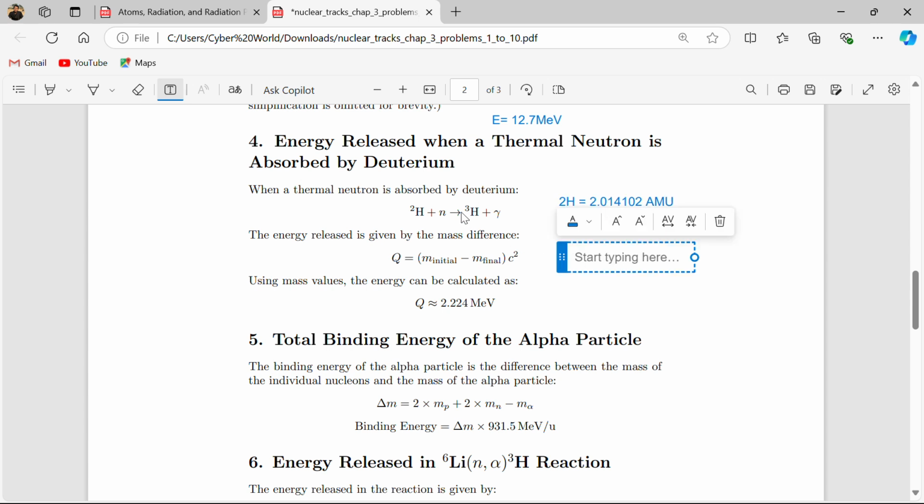Similarly, you know that the mass of the neutron is basically equal to 1.0080665. So after putting in the values, you will get your final answer, and your final answer for the Q value is 2.224 mega electron volts.